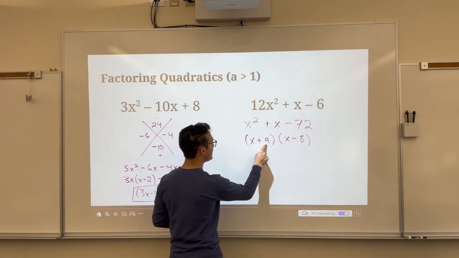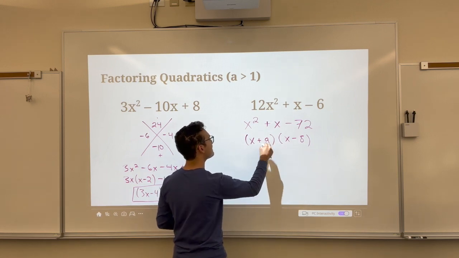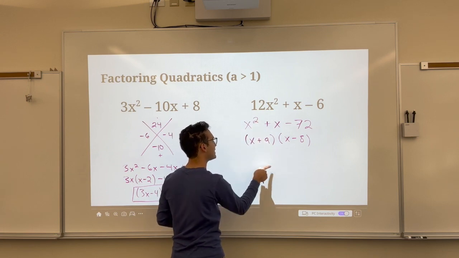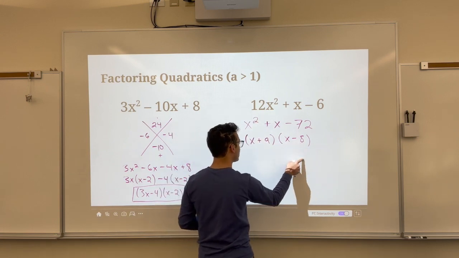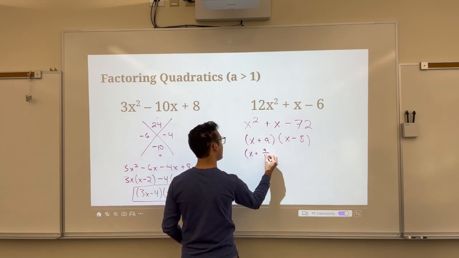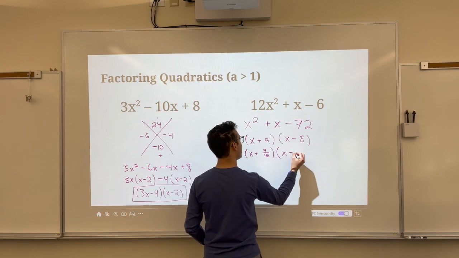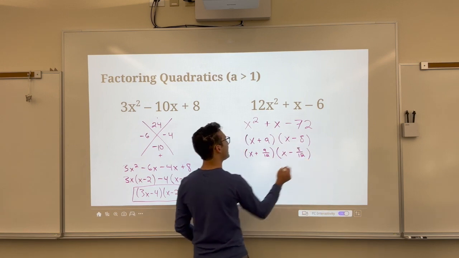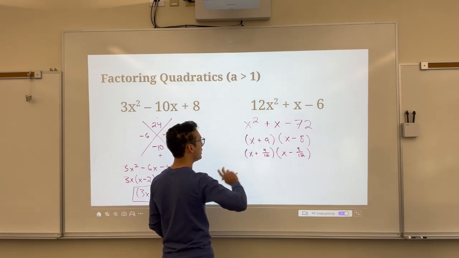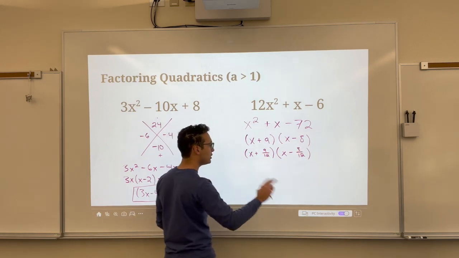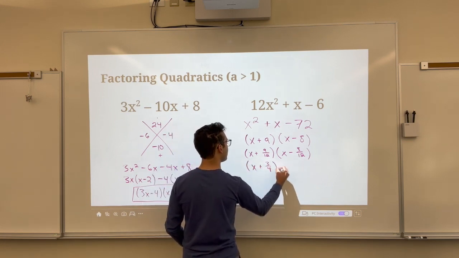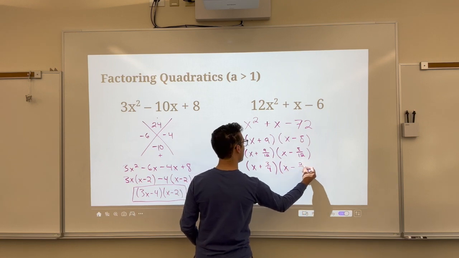Now, here comes the divide part. You need to take these constant terms and divide them by your original leading coefficient. So we need to divide 9 by 12 and divide negative 8 by 12. So when we do that, we get x plus 9 over 12 times x minus 8 over 12. Now we need to make sure that these fractions are in simplest form, okay? 9 over 12, not in simplest form. 8 over 12, not in simplest form. So this becomes x plus 3 over 4 times x minus 2 over 3.